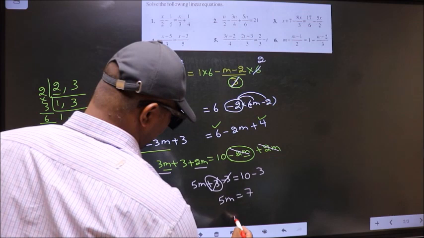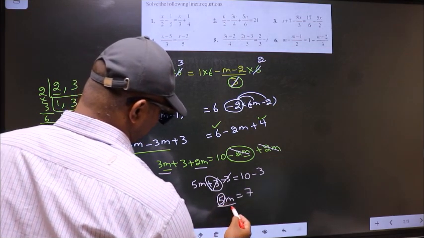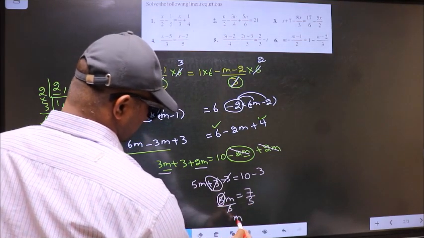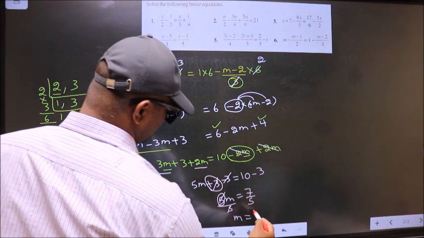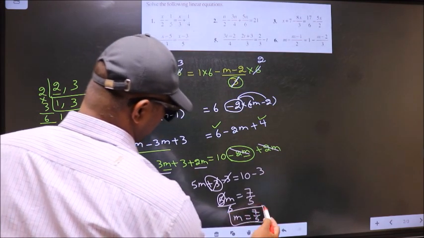Now to get m, we should remove 5. So to remove 5, you divide by 5 on both sides. So this cancel out here, m equal to 7 by 5 is our answer.